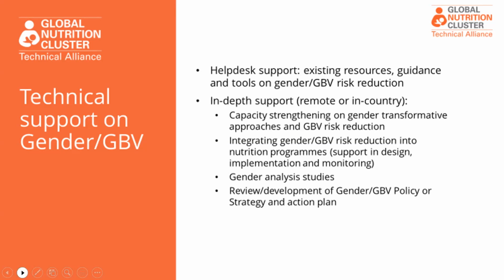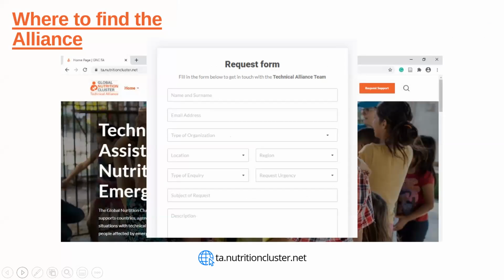Next slide, please. So where do you find and request support from the Global Nutrition Cluster Technical Alliance? Through this website on the page here, ta.nutritioncluster.net. If you go to that website and see the orange request support button on the upper right-hand side, this request form will pop up. And no question is too small. We have a team of advisors available for any nutrition request or question, as well as gender and GBV within nutrition. So no request is too small, please don't hesitate to use it.